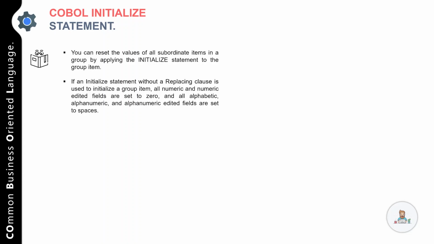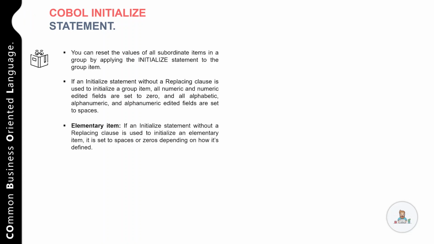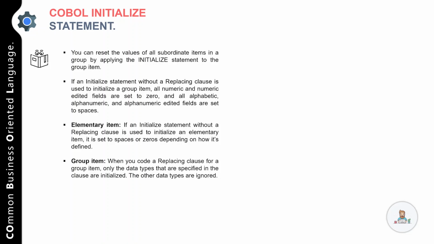The easiest way to use this statement is to code it without the REPLACING clause and to refer to a group item. Then all the numeric fields in the group are set to 0 and all the alphabetic and alphanumeric fields are set to spaces. On the other hand, if you code the REPLACING clause, then you have to specify which type of field you want to change, and you can specify the characters that you want those fields to be initialized with.